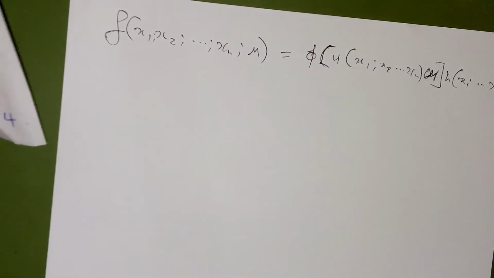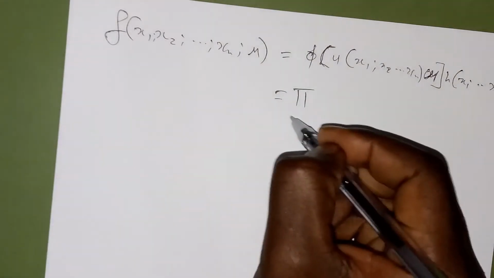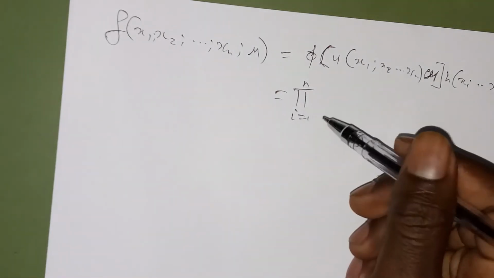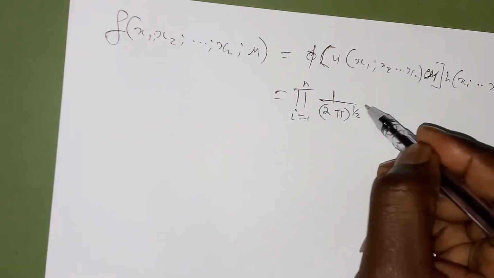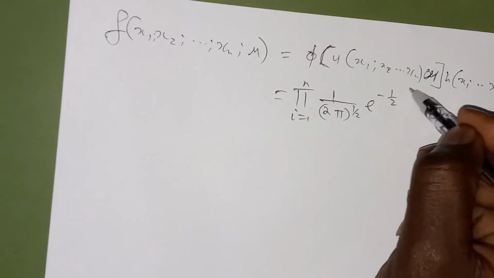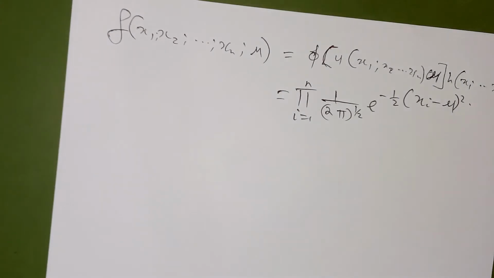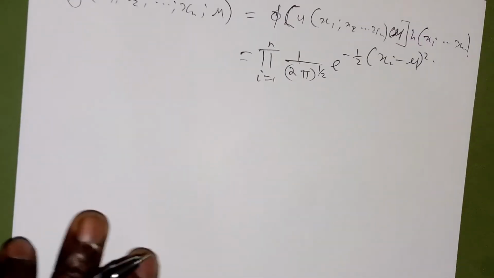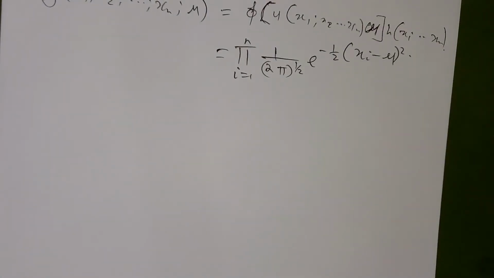All right, so our PMF for the normal distribution is here. We have the product from i equals 1 to n, and the PDF for the normal is 1 over 2 pi to the power half, then e to the negative 1 over 2 (xi minus mu) squared. Okay, so this is what we have here. Then we are going to work with this, try to reduce it and separate it so that we can get two components, one which depends on the parameter mu and the other which does not depend on the parameter mu.